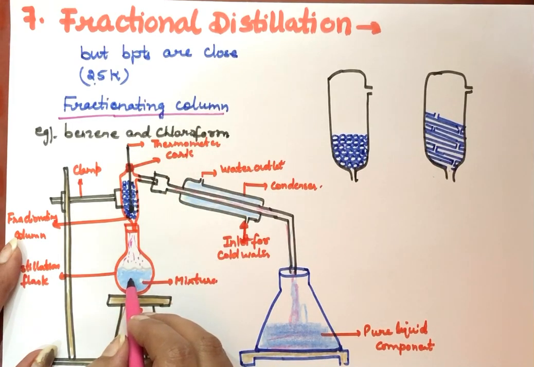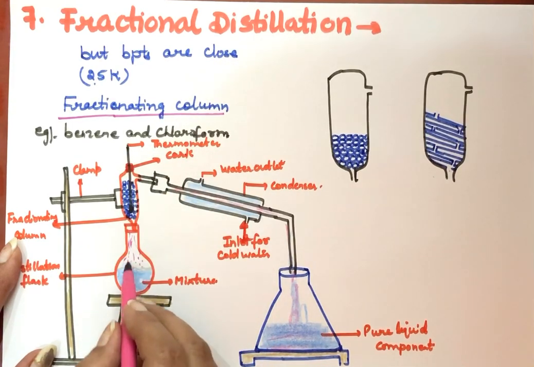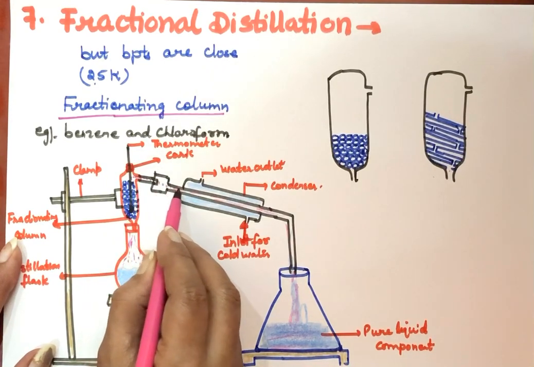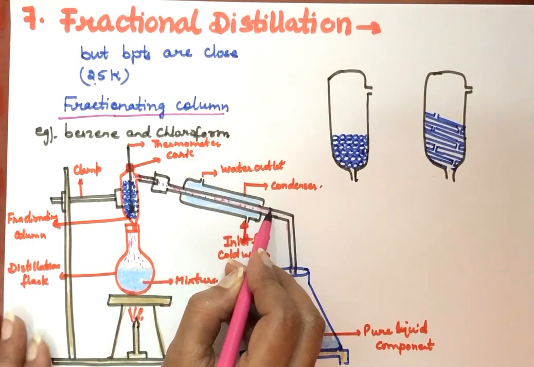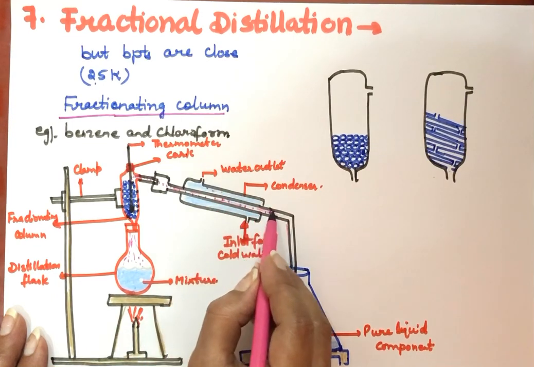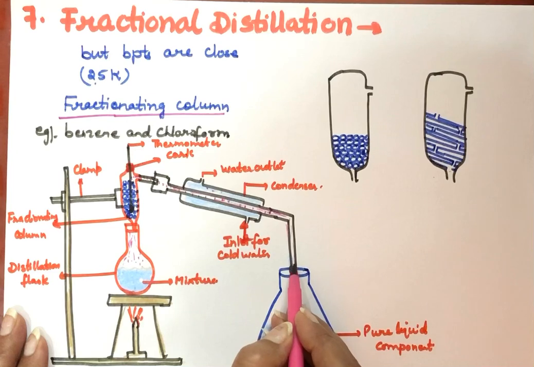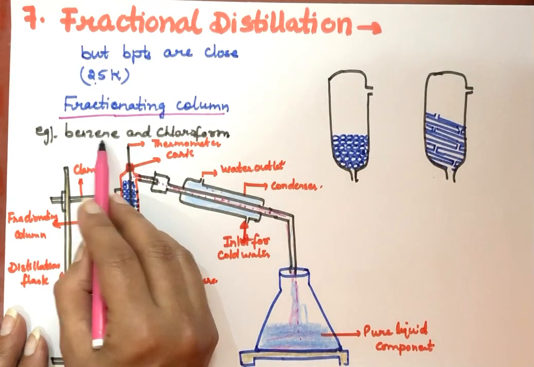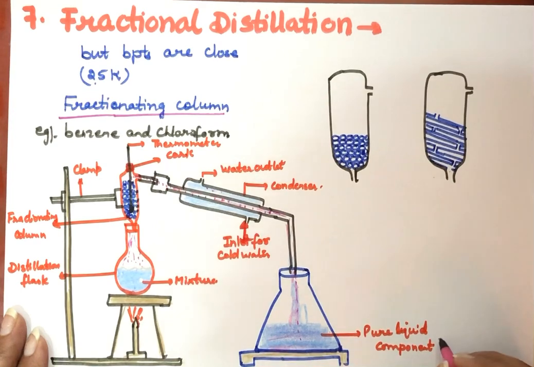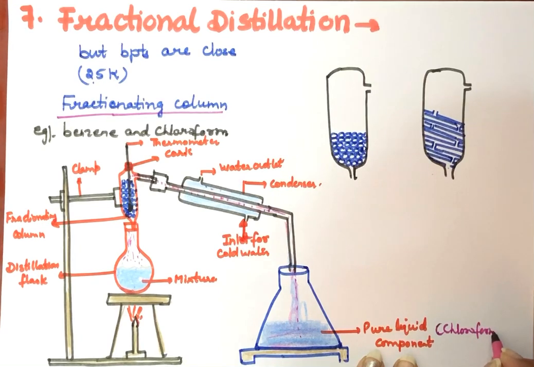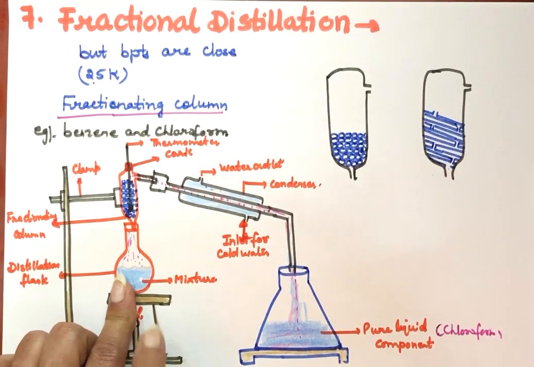So repeated distillation and condensation is going on, and slowly the vapors of the more volatile component reach the top and come into the condenser. When they come into the condenser and the cold water falls on these vapors, they start condensing, meaning they change to liquid form. The liquid is heavy, so it falls down into this flask. Which component do we get here? The one which has a low boiling point, that is, in this example, chloroform. And which component is left in the distillation flask? That is benzene.